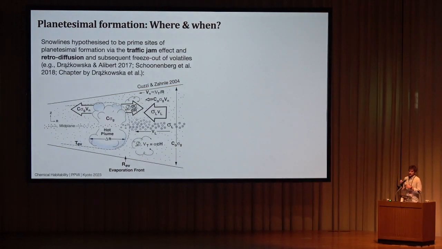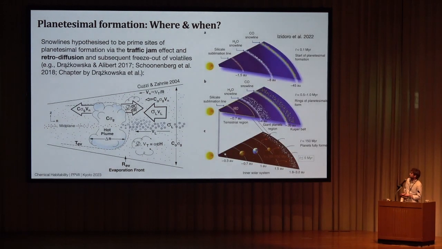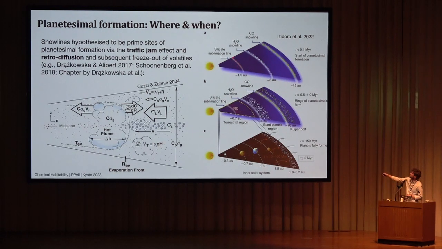Okay, CHNOPS are not just passengers. They influence the planetesimal formation process, we think. Ice lines have long been discussed to be preferential sites of planetesimal formation. In fact, there are some models that can explain the entire solar system just by having 3 belts of planetesimals at the silicate, water, and CO ice line.